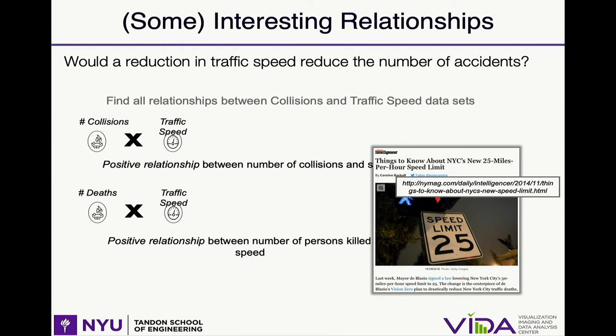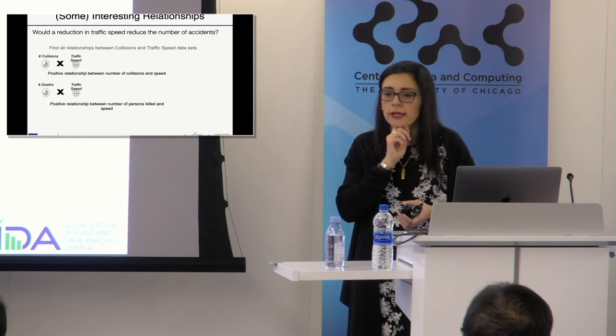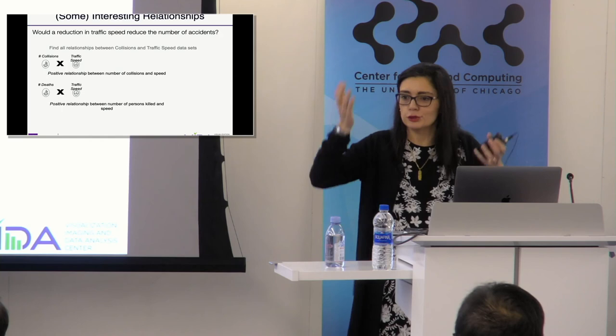Quick question. What do you mean by positive relationship? Do you just mean that the atypical events of collisions correspond with atypical events of traffic speed? Exactly. Yes, very high traffic speeds lead to more collisions and more deaths.